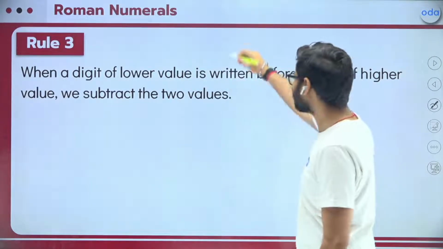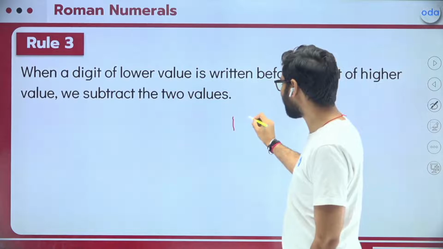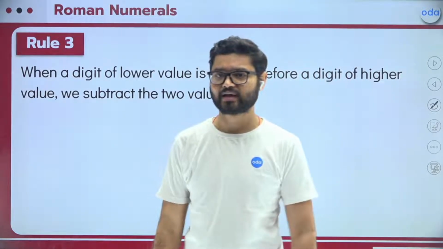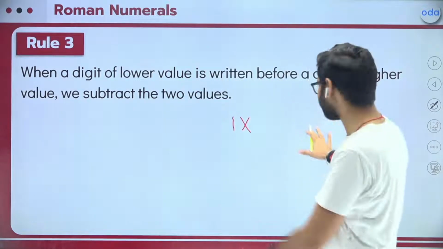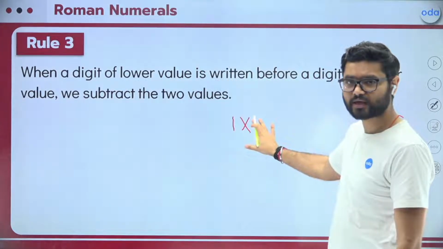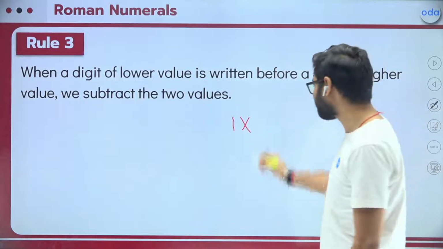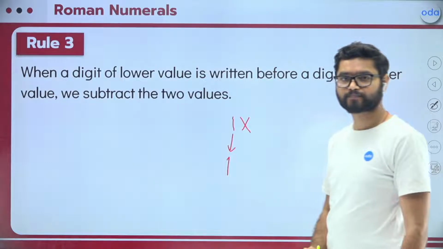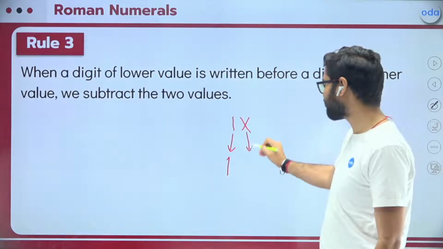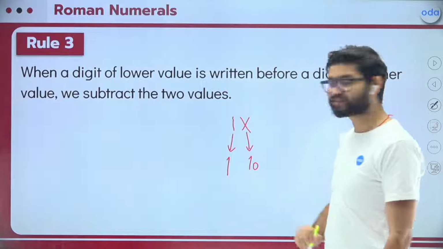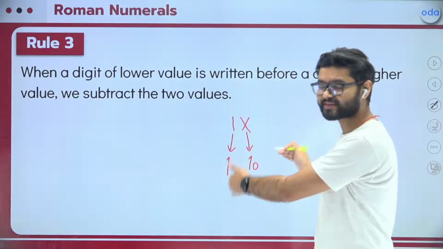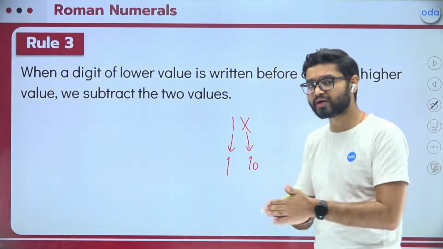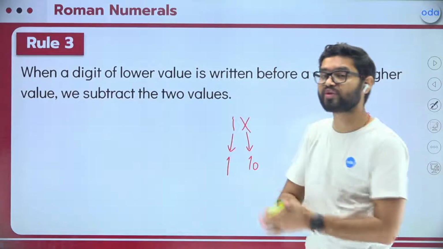Let's say I have this Roman numeral IX. Can you see we have two symbols over here, I and X? If I talk about their values, what is the value of I? I is nothing but 1. And what is the value of X? The value of X is 10. So we have two different symbols and they have two different values.